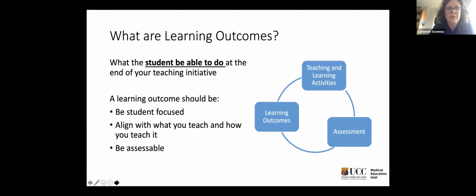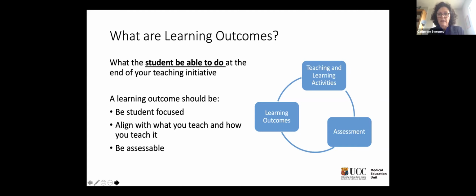It's important not to just think about the learning outcomes, but to think of them in a bigger context. And this context is something that we call constructive alignment. Constructive alignment means that your learning outcomes, what the student should be able to do, has to align with what you teach and how you expect students to learn during your teaching session. And it should be assessable. In other words, you should be able to see or demonstrate that students have learned what you intended them to learn at the outset.